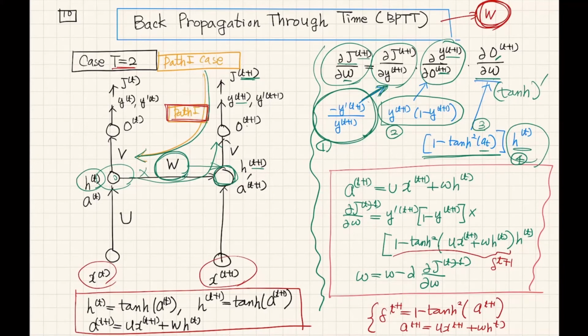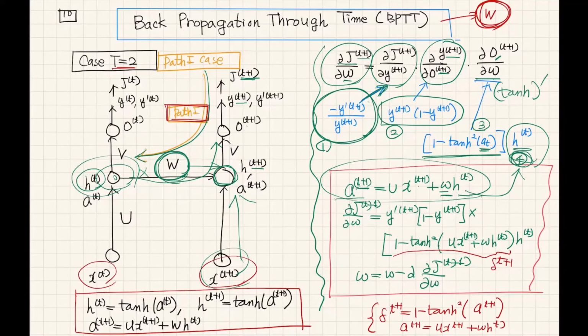The input at of the tangent hyperbolic function at stage t plus 1 is U multiplied by x t plus 1, that is this path, plus W multiplied by the previous hidden layer ht. The derivative of this term with respect to W will give ht, that is number 4.